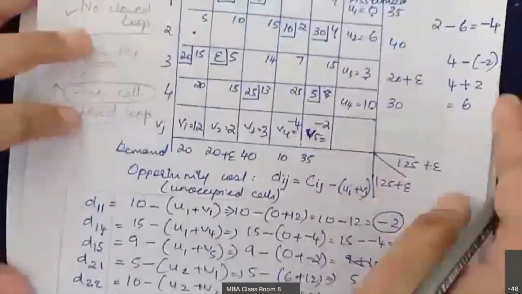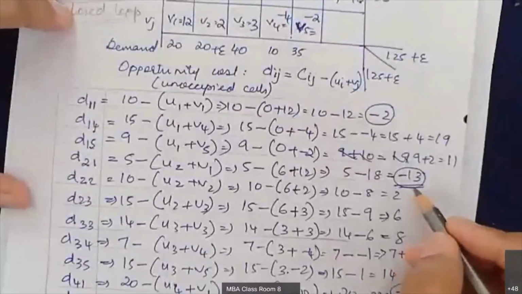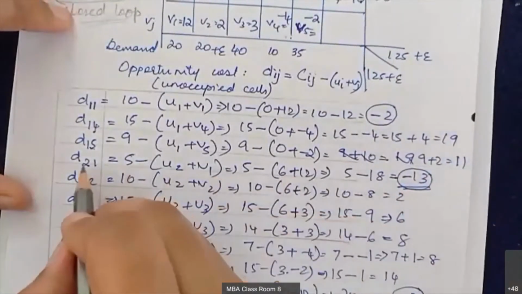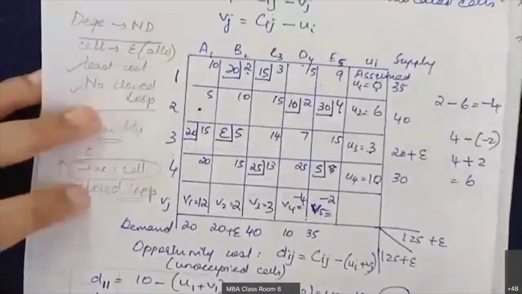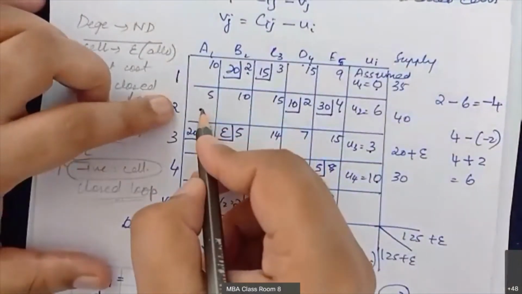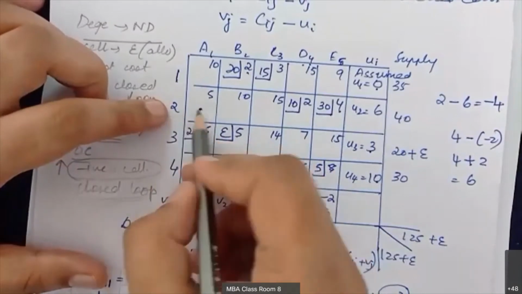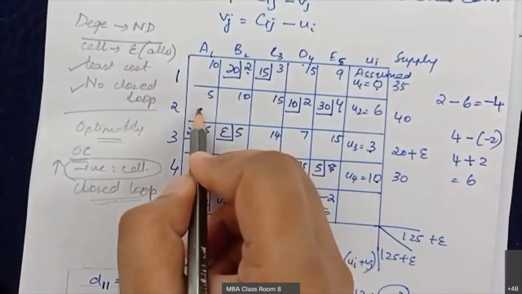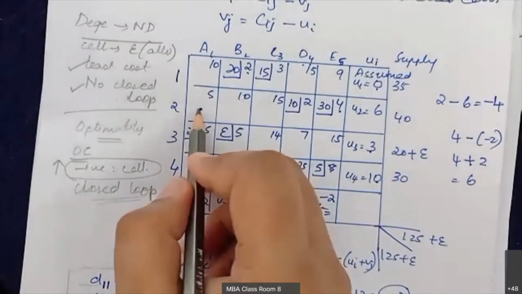So in our case, the cell that we are going to take is the highest negative opportunity cost we got, in the cell corresponding to 2, 1. 2, 1 means the second row and the first cell there. Second row, first cell, this one. From this cell, we have to try to draw a closed loop.